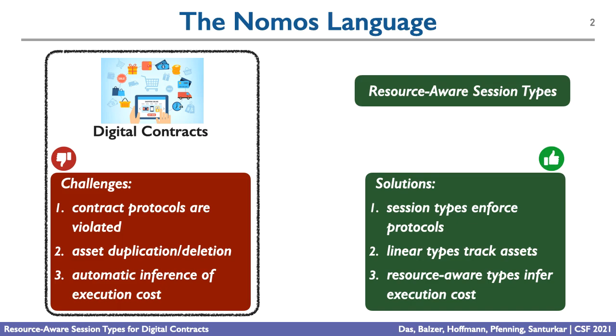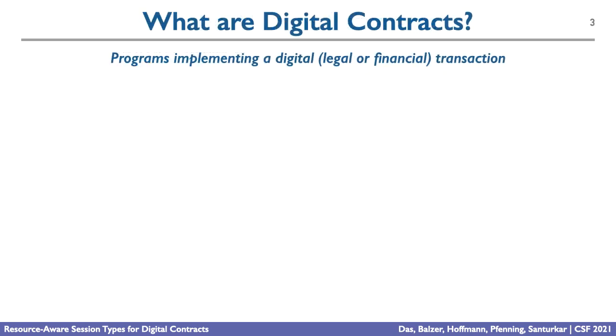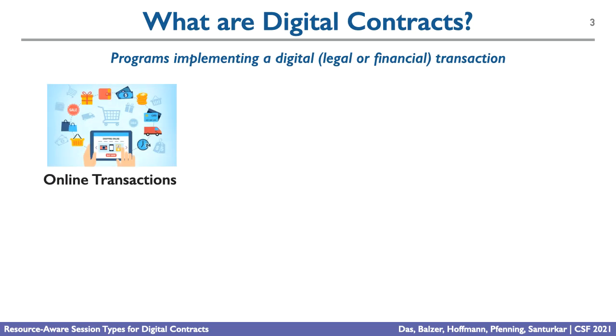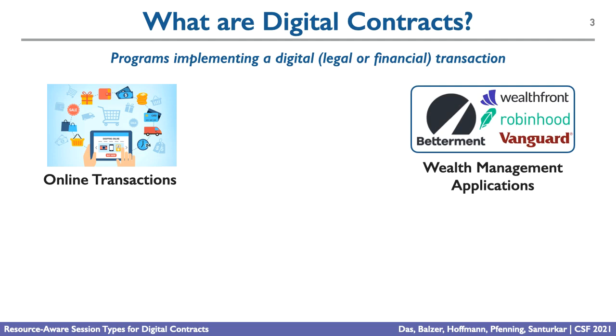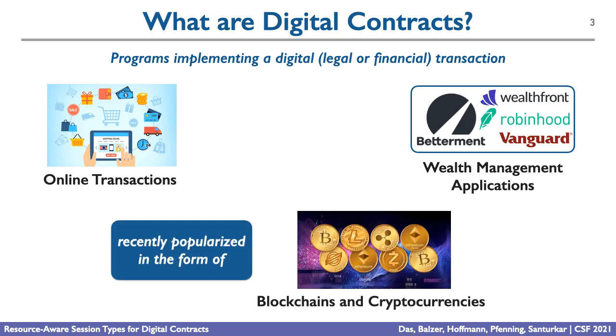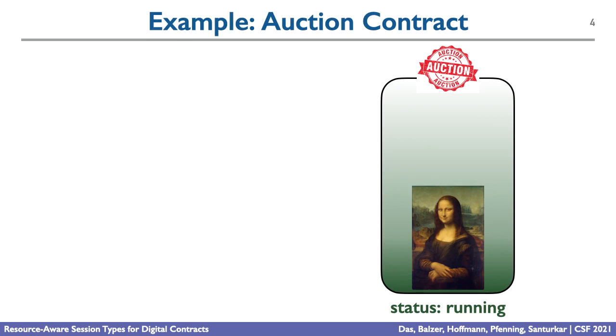in this domain. Digital contracts are essentially programs that implement some complex transaction, often between distrusting parties. Some examples of this include online transactions like on Amazon or eBay, wealth management applications like Wealthfront or Robinhood, and most recently, this has become popular in the form of blockchains and cryptocurrencies like Bitcoin or Ethereum. To understand the challenges developers face, let me take a simple example.